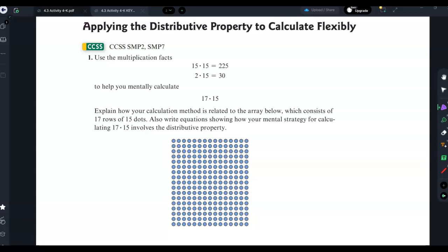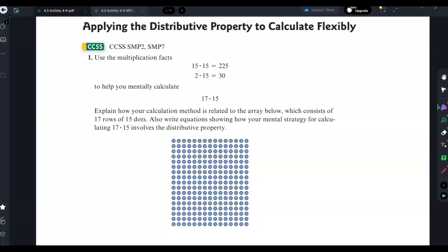Use the multiplication facts. 15 times 15 equals 225, and 2 times 15 equals 30 to help you mentally calculate 17 times 15. And then once we do that, explain how your calculation method is related to the array below, which consists of 17 rows and 15 dots in each row. Also, write equations showing how your mental strategy for calculating 17 times 15 involves the distributive property.